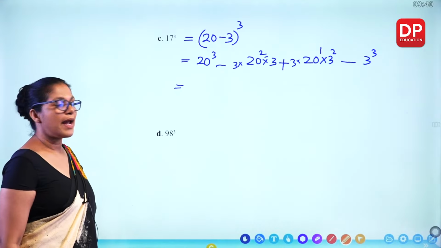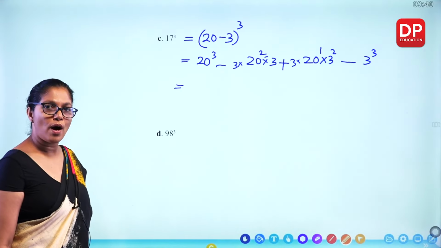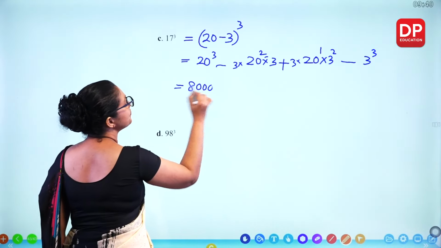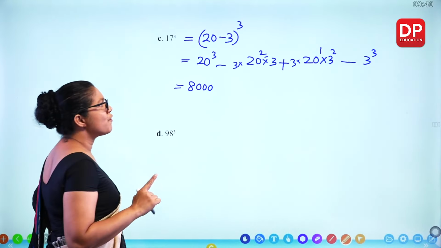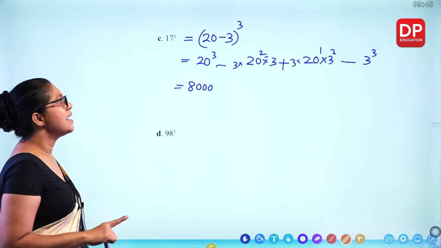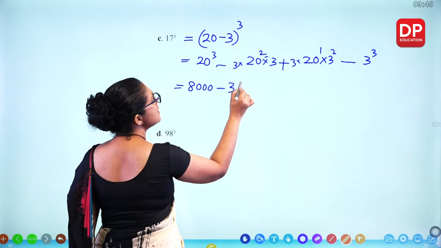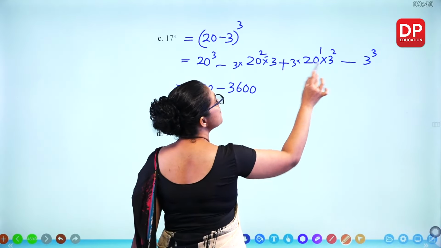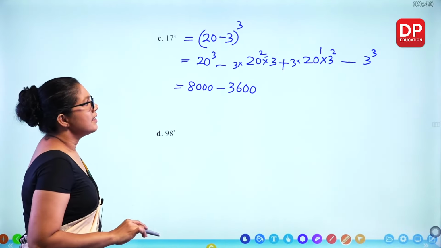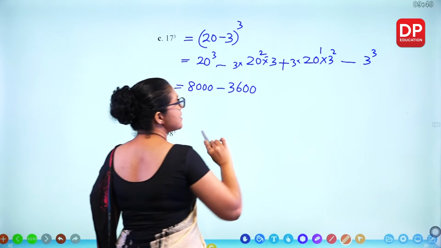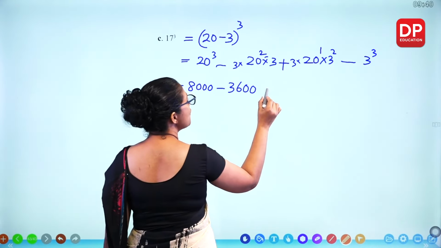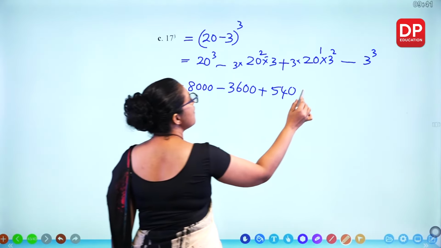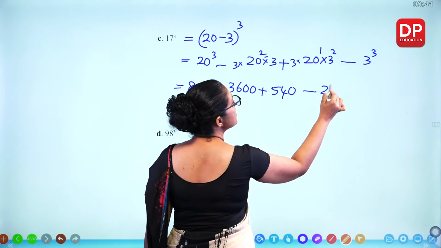Then expand it. 20 times 20, 400. 400 times 20, 8,000. 20 times 20, 400. 400 times 9, 3,600. That's minus. Then this one, 20 times 9. Here we can do 3 to the power 3, 27. 27 times 2, 54. And put a 0. 540. And this is minus 27.